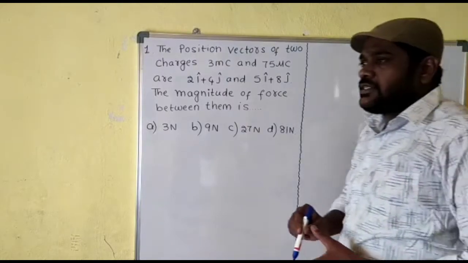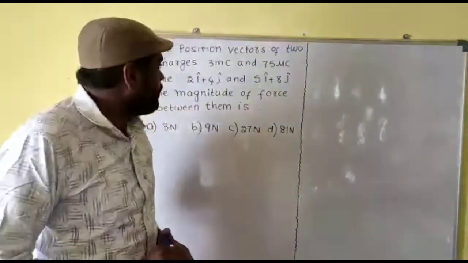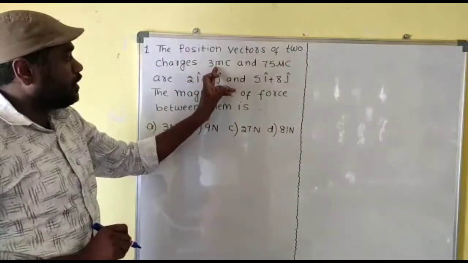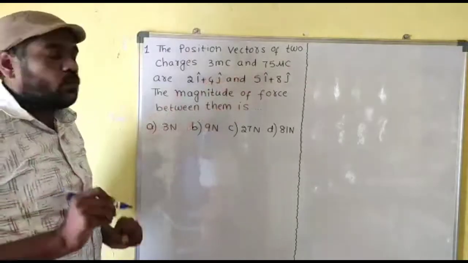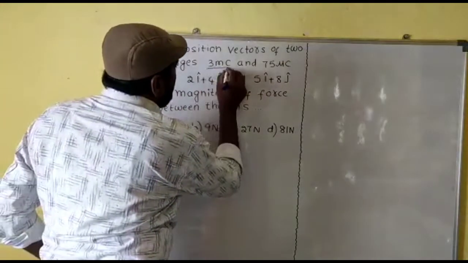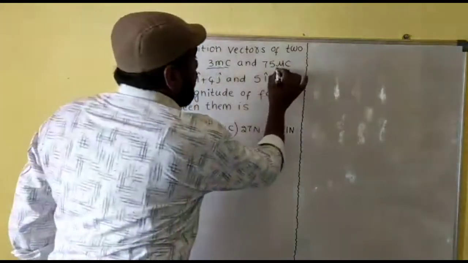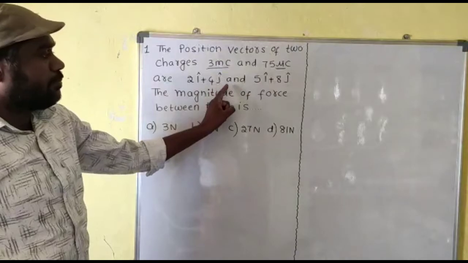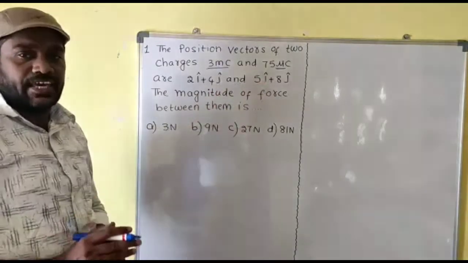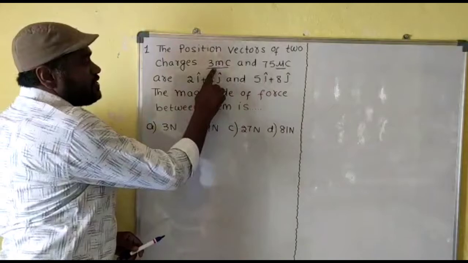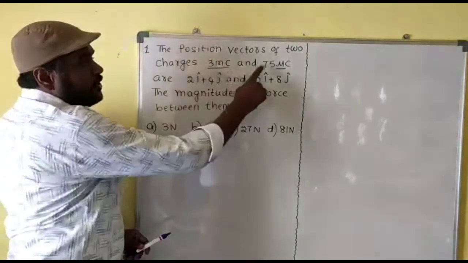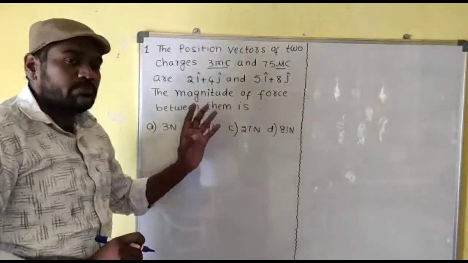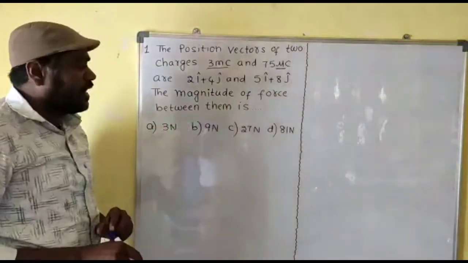Now let us discuss the first problem. The position vectors of two charges, 3 millicoulomb and 75 microcoulomb, are 2I cap plus 4J cap and 5I cap plus 8J cap. Observe the units carefully: 75 microcoulomb, not coulomb. The position vector of the first charge is this one, and of the second charge is this one. The question is: what is the magnitude of the force between them? The options are given.